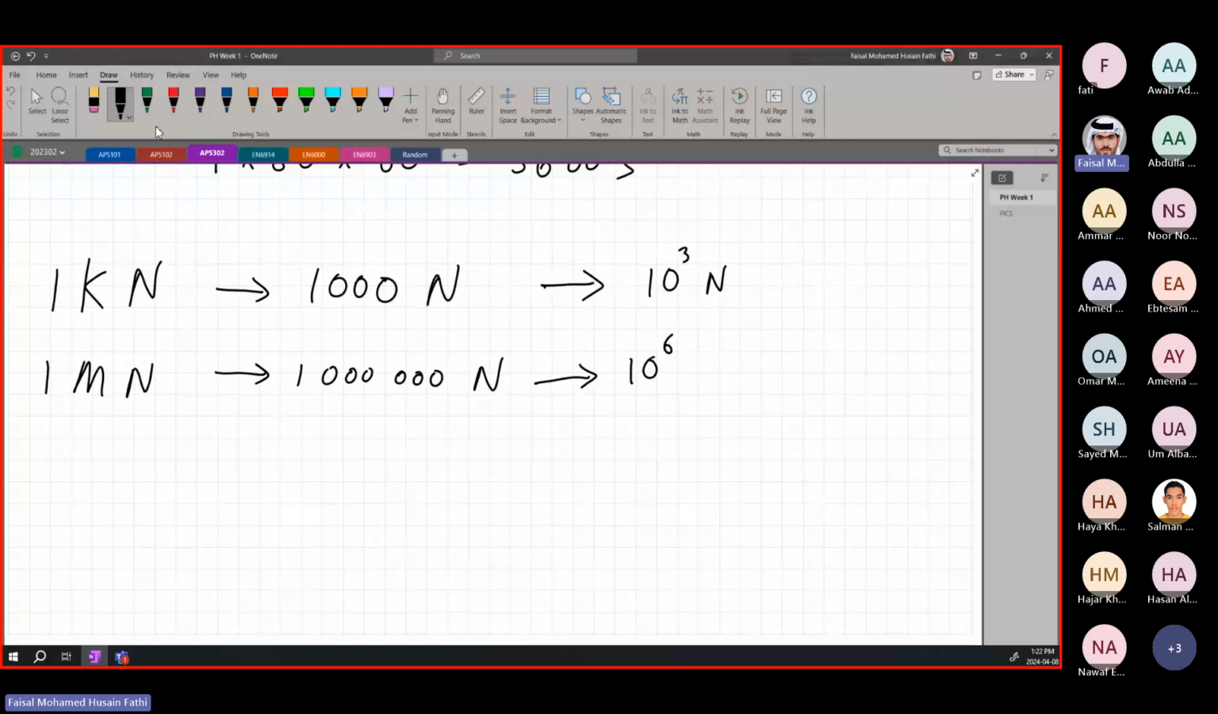Where do the 3 and the 6 come from? The 3 is the number of zeros. Same thing, the 6 here is the number of zeros. That's all it is. Newtons.